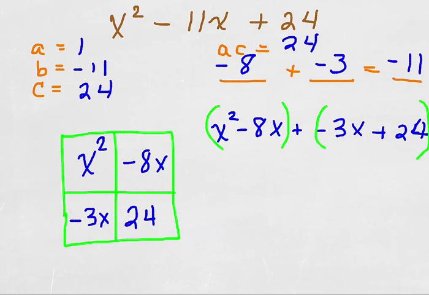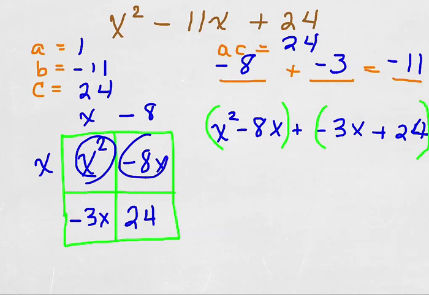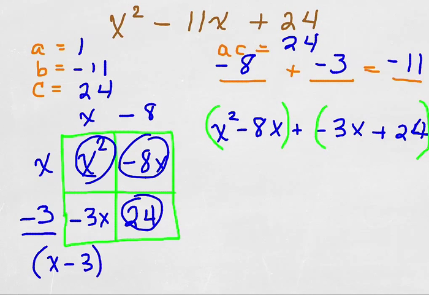So if I look at the top row of the box, the GCF of x squared and negative 8x would be x. And I would need x times x to equal x squared, and x times negative 8 to equal negative 8x. Meanwhile, I have x times something will be equal to negative 3x, which would be negative 3. And I can check this. Negative 3 times negative 8 is also equal to positive 24. So that my factors are x minus 3 times x minus 8.